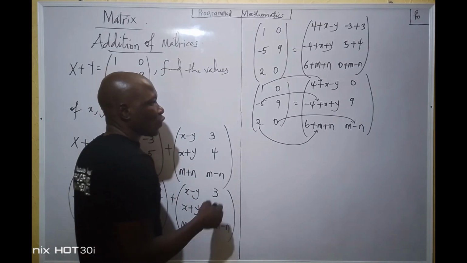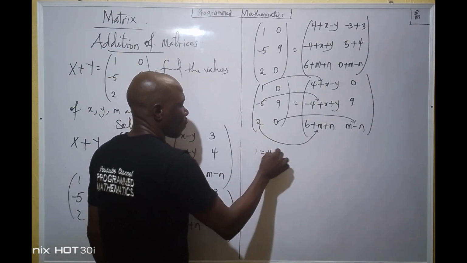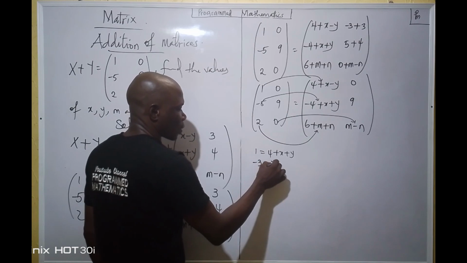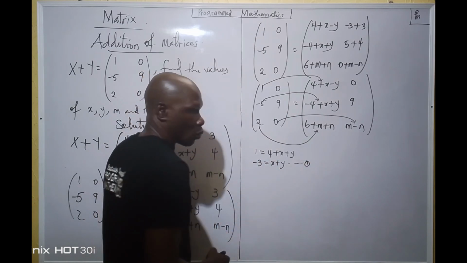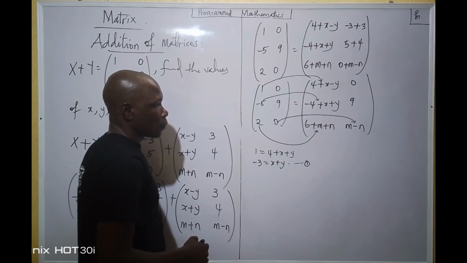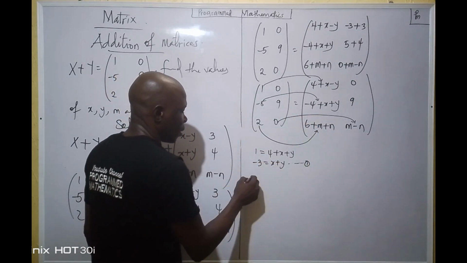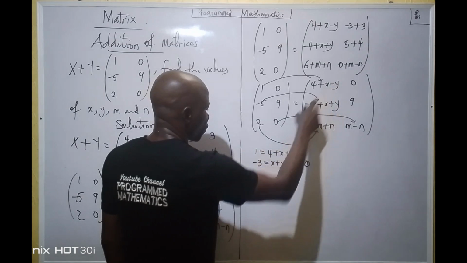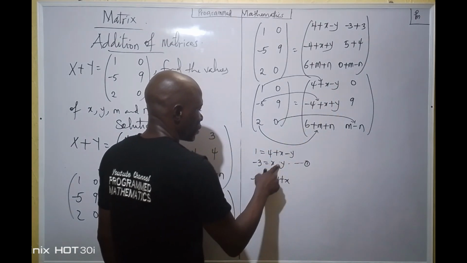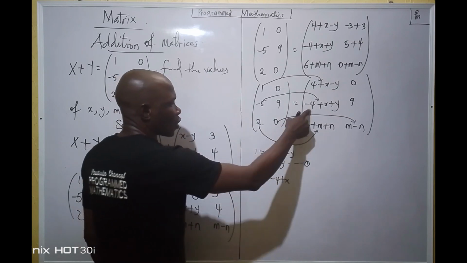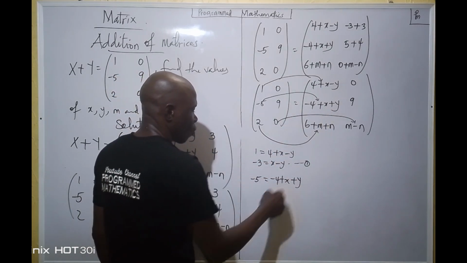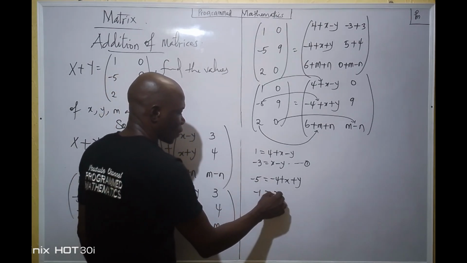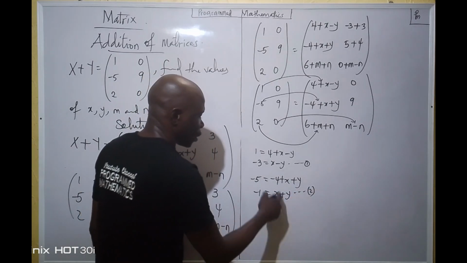So if we take the first part of it, 1 equals 4 plus x minus y, we can simplify this to give us minus 3 equals x minus y. You can call this equation number 1 in x and y. Then minus 5 is equal to minus 4 plus x plus y. If we bring the minus 4 back here, this will simplify to minus 1 equals x plus y. So this is the second equation in x and y.